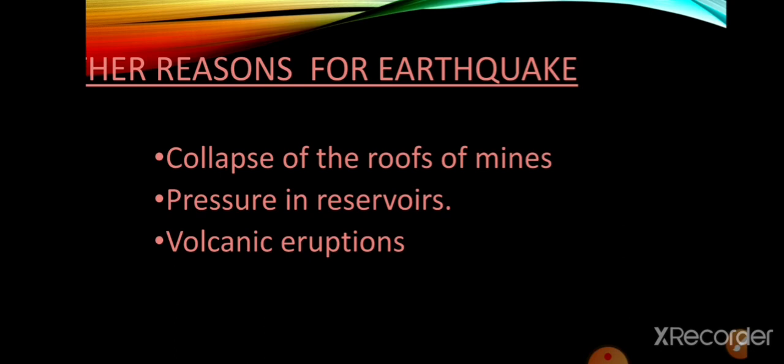The next one is the volcanic eruption. We know what volcanic eruption is. The lava, magma from the asthenosphere, comes out through the fault zones, through the cracks formed during the lithospheric plate movements. The magma from the interior of the earth bursts out with high pressure, and this also creates earthquakes on the earth's surface. So these are the other reasons for earthquakes.